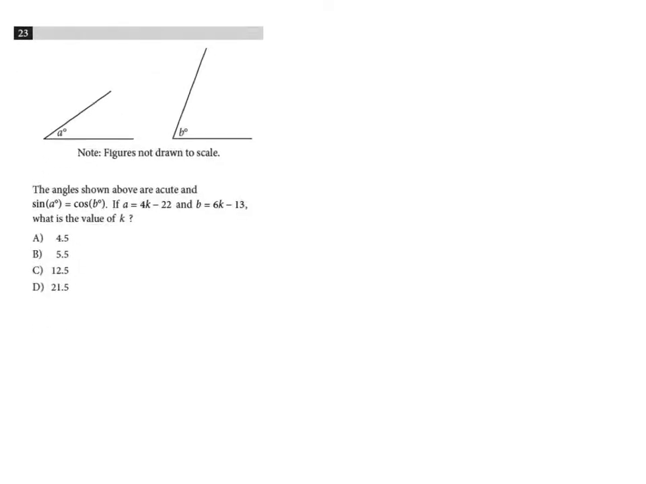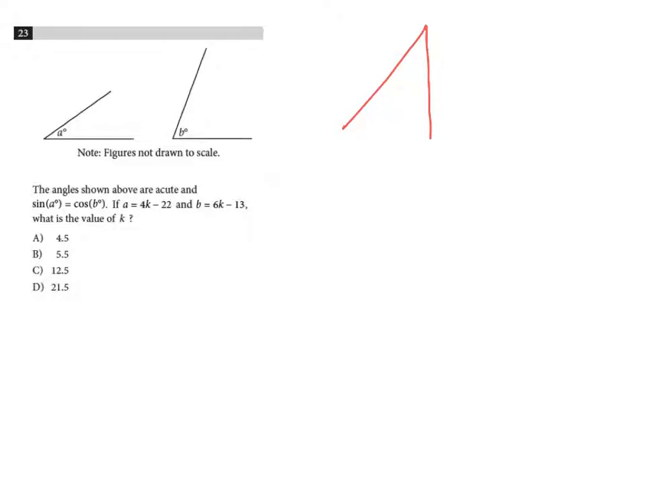Okay, 23. The angles shown above are acute, and sine of A equals cosine of B. If A equals 4k minus 22 and B equals 6k minus 13, find the value of k. Alright, well, I think it's going to be important to look at an example here.